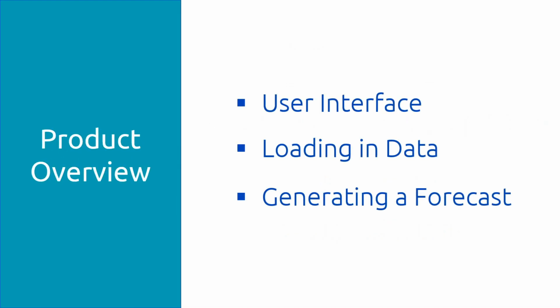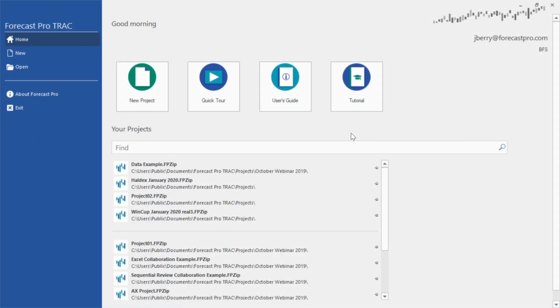Now we will focus on a product overview. We're going to look at the user interface of Forecast Pro, how to load some data into the system, and how to generate a forecast. When you first start up Forecast Pro, you'll see our home screen. This will allow us to either start a new project or open an existing project. For this lesson, we're going to go ahead and open up a new project.